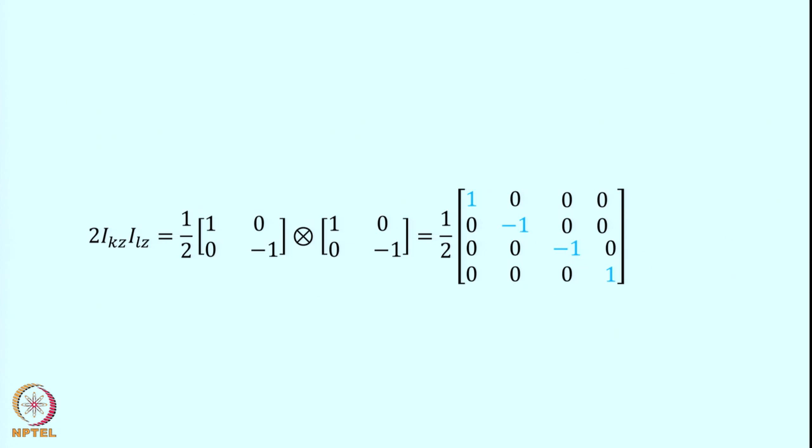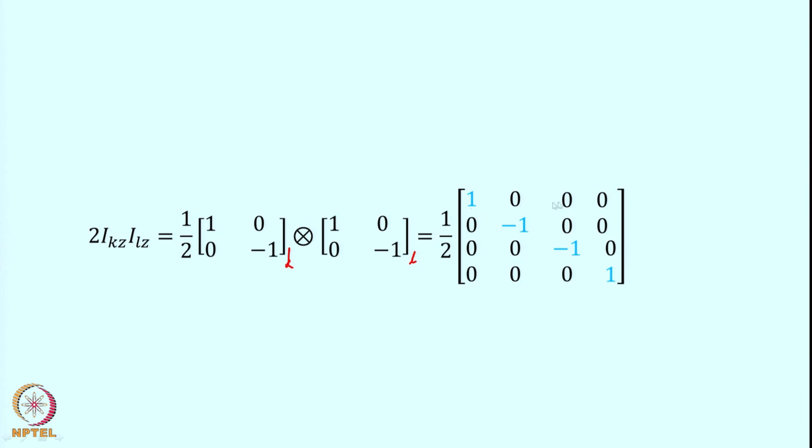Okay. Now, there is one more here, and this is 2IKZ ILZ. Both are Z components here. So, this is K, L and Z, and this is 1 minus 1 here, and for each of these, once more I have to put here K and L, K and L.